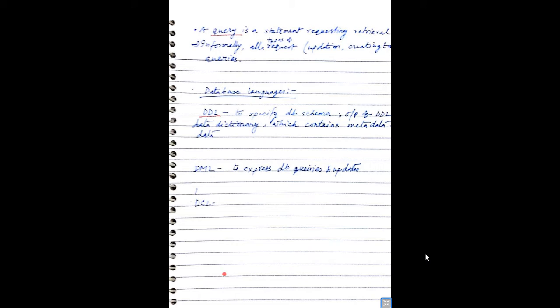Now, all of you have already done the lab part. There you know the language that is used, called SQL, structured query language. The structured query language is divided into three categories: DDL, DML and DCL.